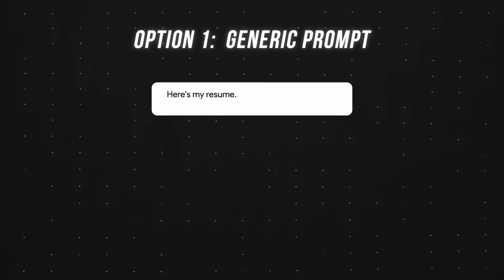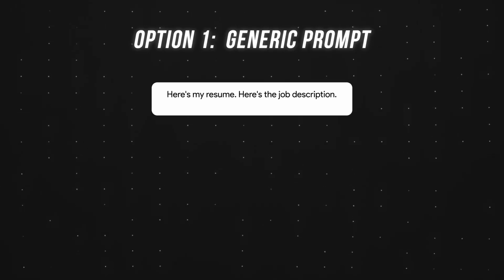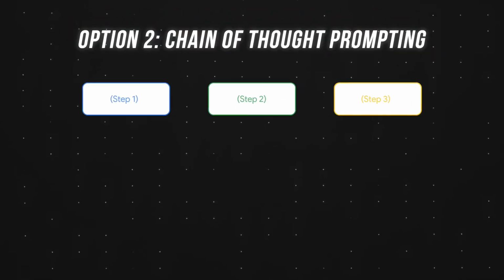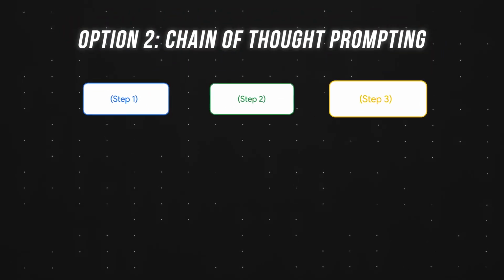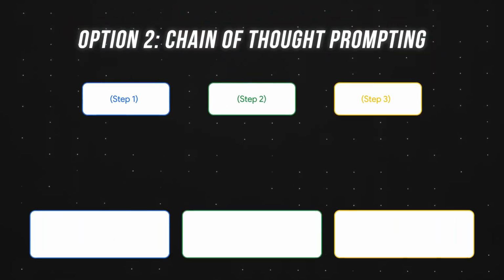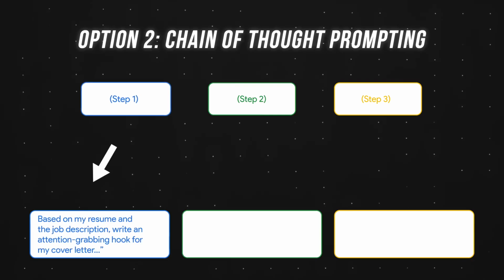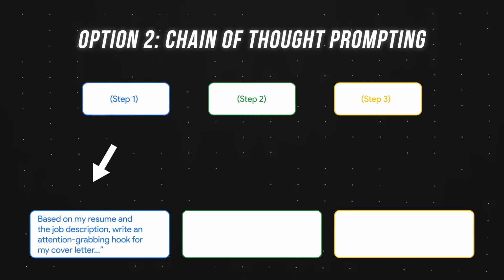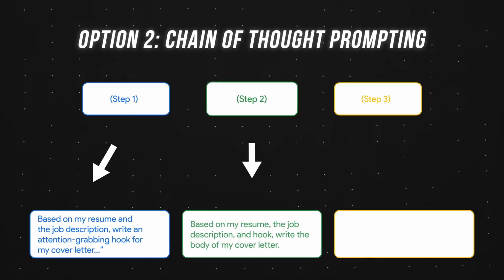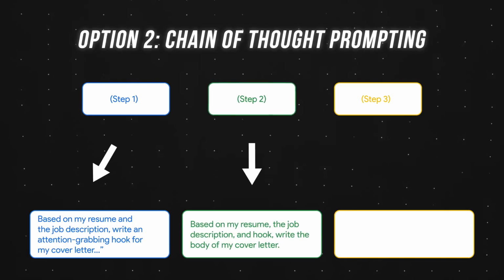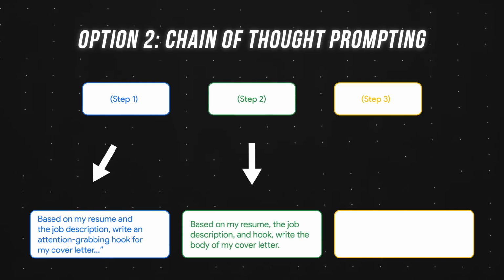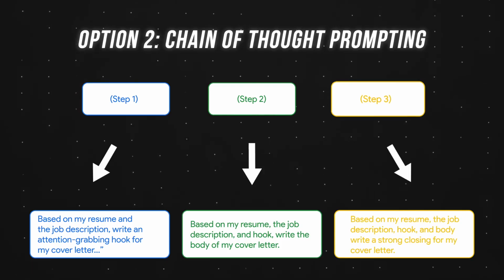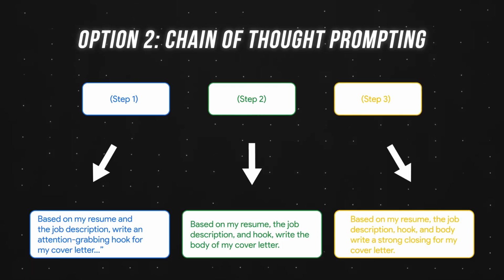Option 1, you share your current resume and the job description with the chatbot and just prompt it to write you a cover letter. Option 2, with chain of thought prompting. You break the large task, writing an entire cover letter, into manageable steps, with step 1 being, based on my resume and the job description, write an attention-grabbing hook for my cover letter. Then, after making some minor tweaks to the hook paragraph, step 2 would be pasting that back into the chatbot and asking it for the body paragraph. Rinse and repeat for the closing paragraph.